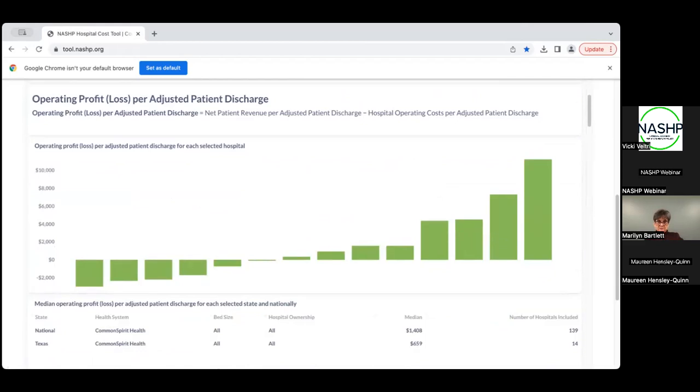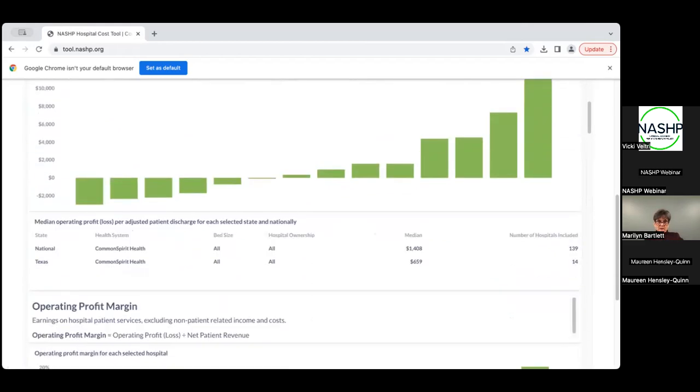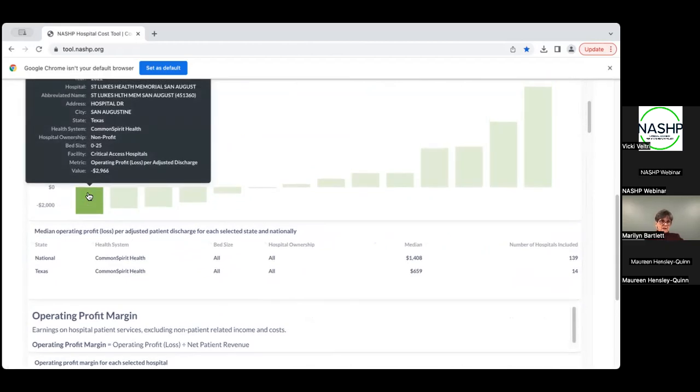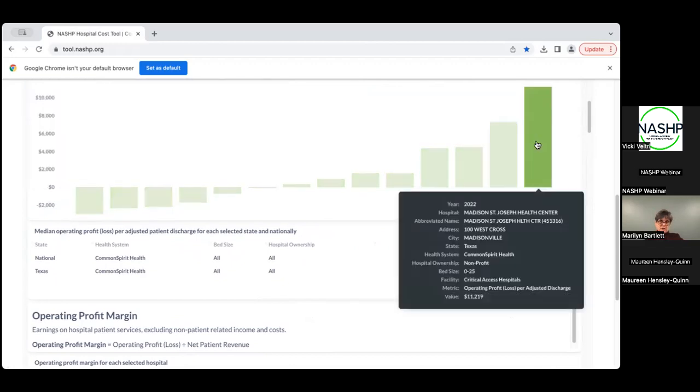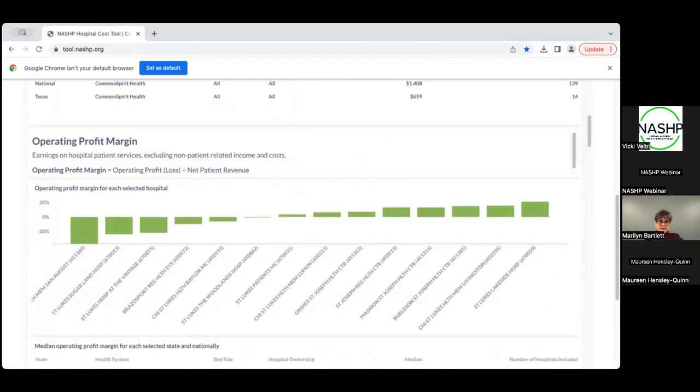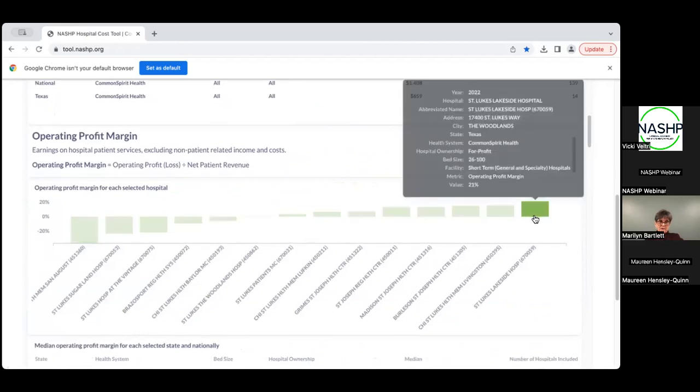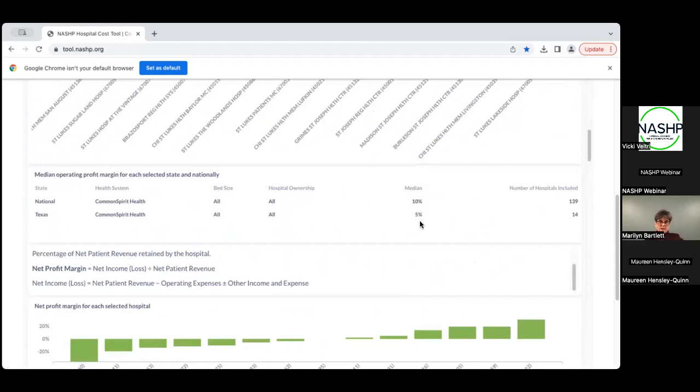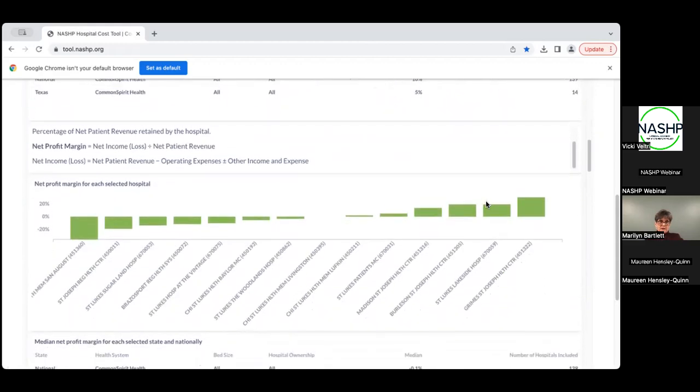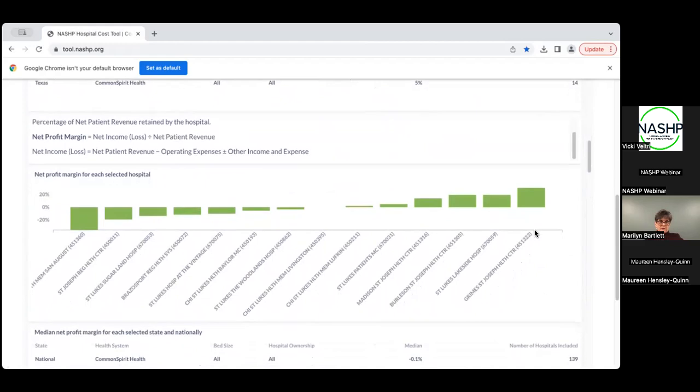Profitability. And this is interesting. In looking at CommonSpirit for this particular year, there's one hospital that's really looking at this, at the operating profit here coming down compared to this one that is higher, but this is a 0 to 25 bed. The profit margin, again, compare it nationally. This is the net profit margin.